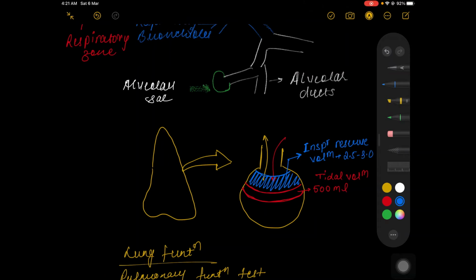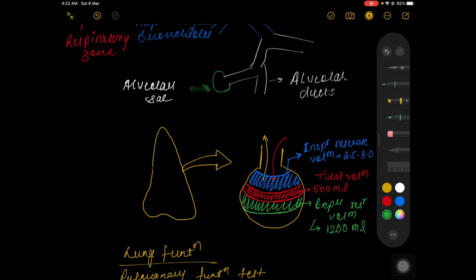Okay. Now, like I said, I can inspire more than the tidal volume. In the same way, I can also expire more than the normal tidal volume. That will be the expiratory reserve volume, and the value of this volume is around 1200 milliliters.